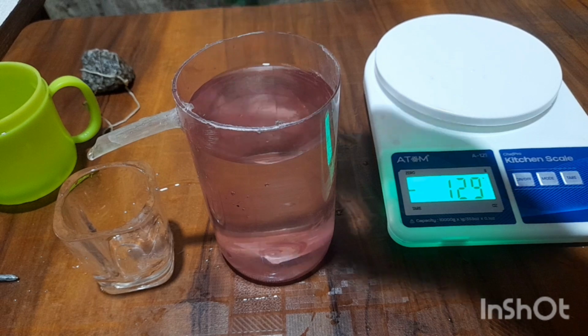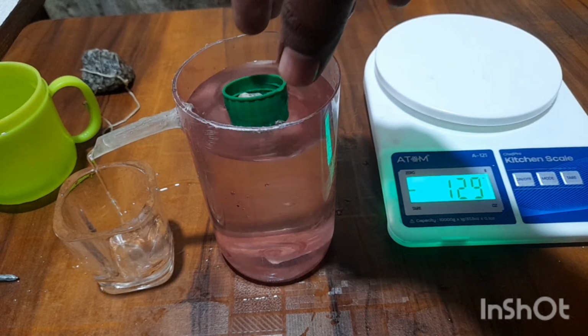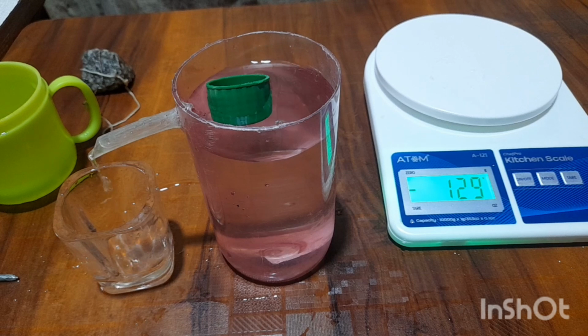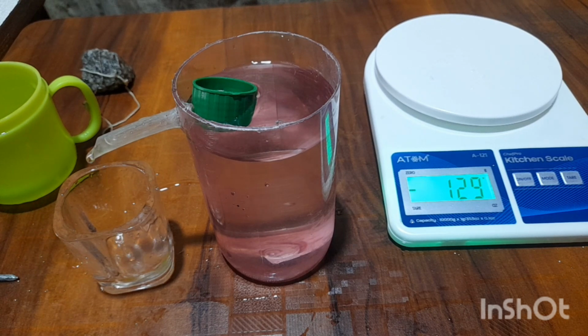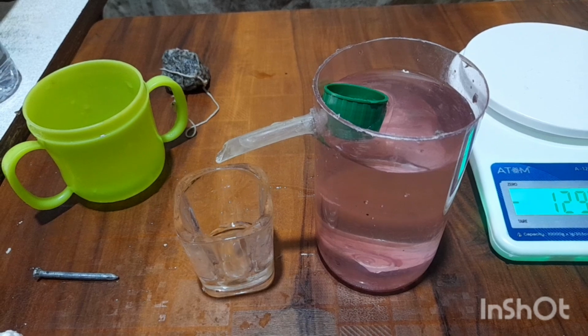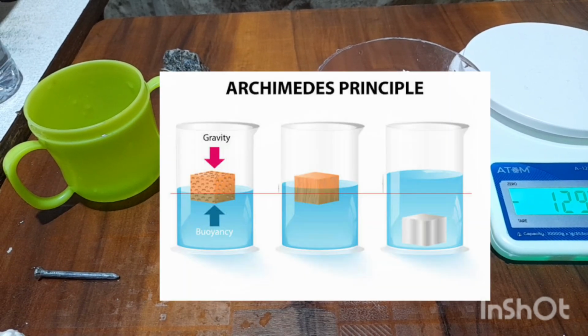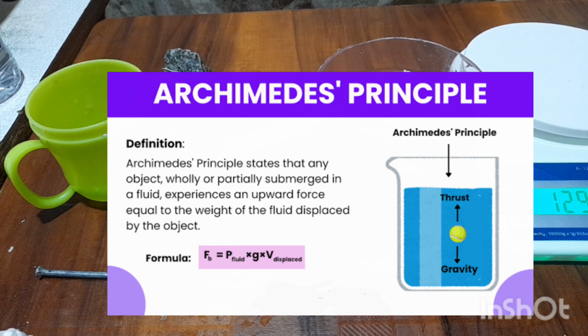Now let me observe what will happen if I drop the cap into the water. Notice that there is a rise in the water in the overflowing vessel, and this water is collected through the container which we kept under the vent of the overflowing vessel. As per Archimedes principle, we are going to measure the buoyant force. The buoyant force is equal to the weight of the fluid displaced by the object.